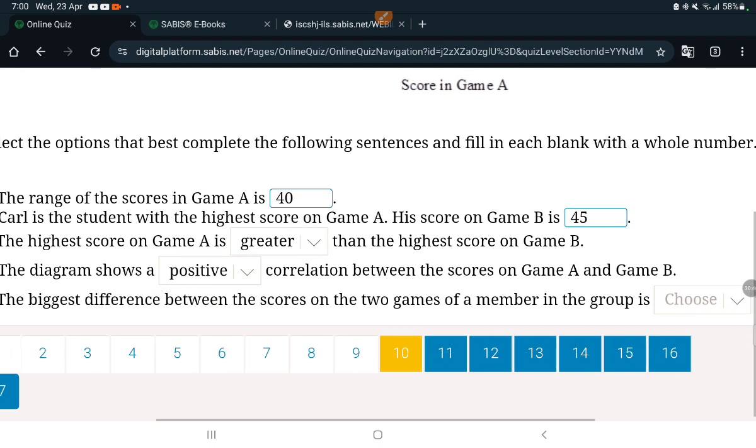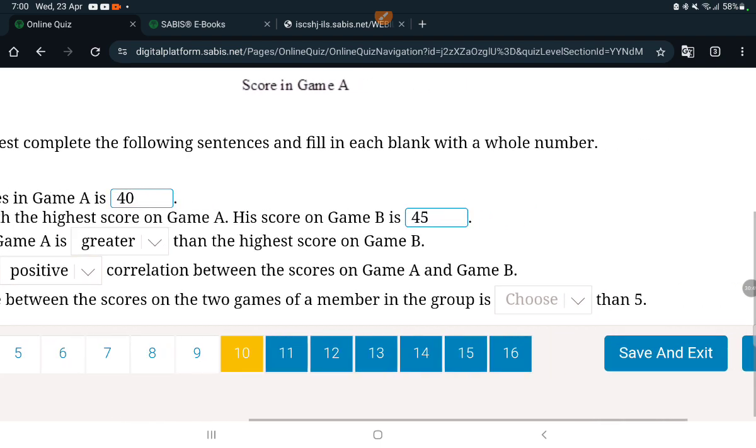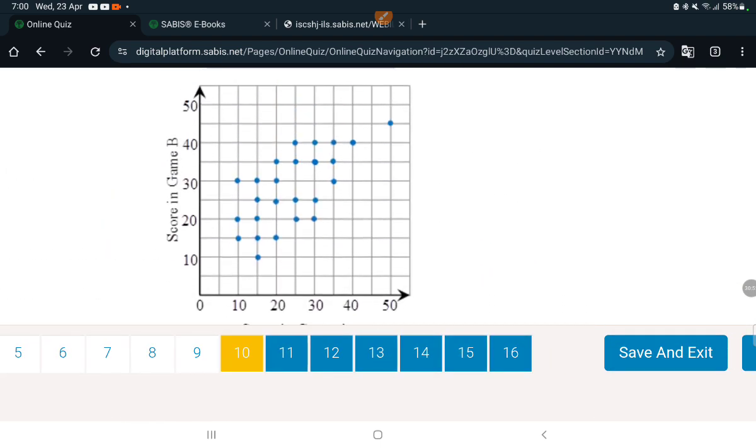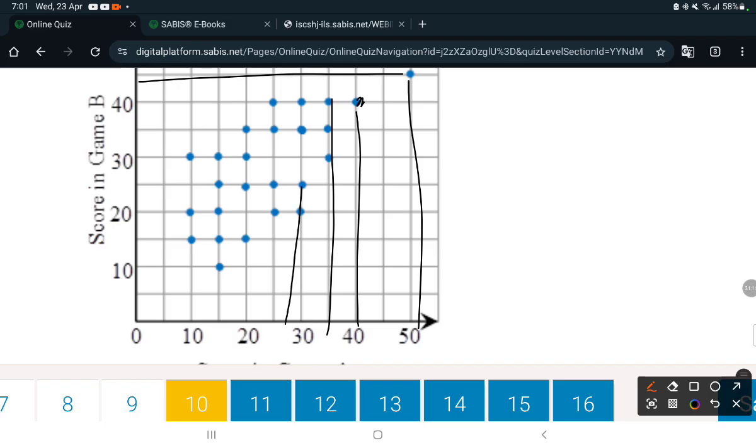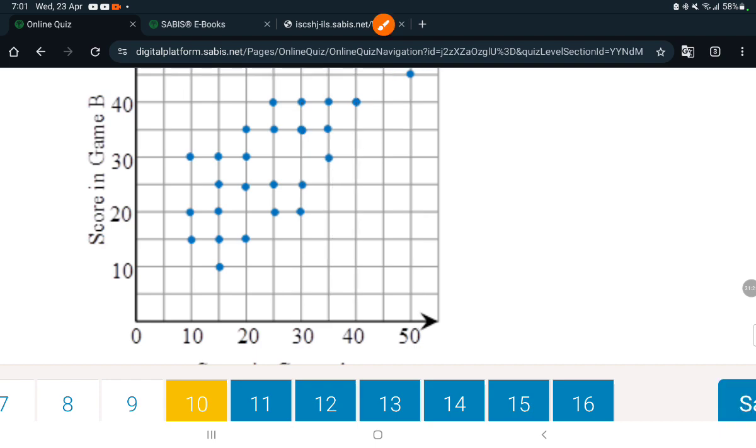The biggest difference between the scores on the two games of a member in the group is blank than 5. Okay, so first of all, Carl got 50 and then he got 45. That's 50 minus 45, which is 5. Then 40, okay, all of these. This guy got 40 in the second game, so he has 0. 35 and 40, that's also 5. They have 30 and 40. So that is greater than 5, because 40 minus 30 is 10. So the biggest difference is greater than 5.